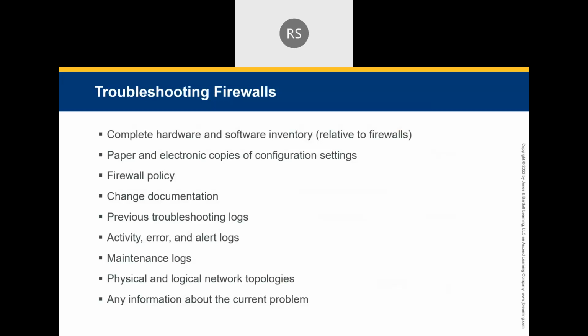You also want to document routine maintenance tasks that are performed on the firewall, such as the updates, patches, and system checks. You also want to make sure that you understand the physical and logical network topologies to troubleshoot connectivity issues effectively. Finally, you want to gather information about the current problem. This includes the symptoms, error messages, and affected network resources.